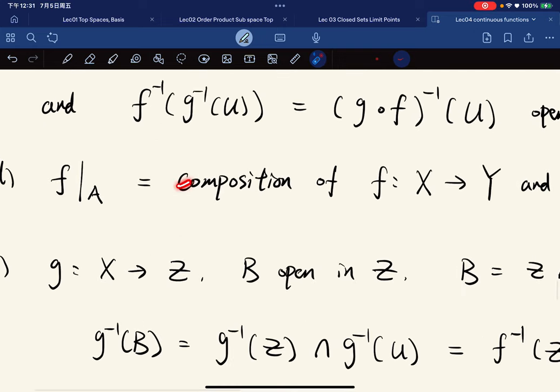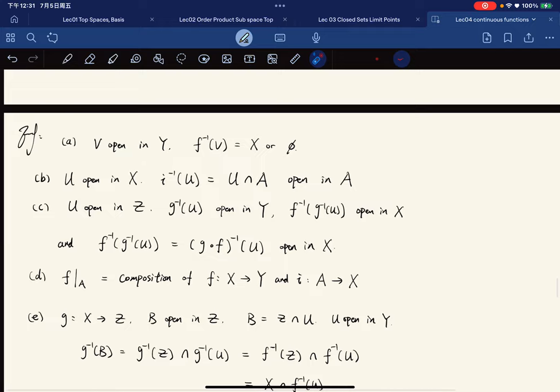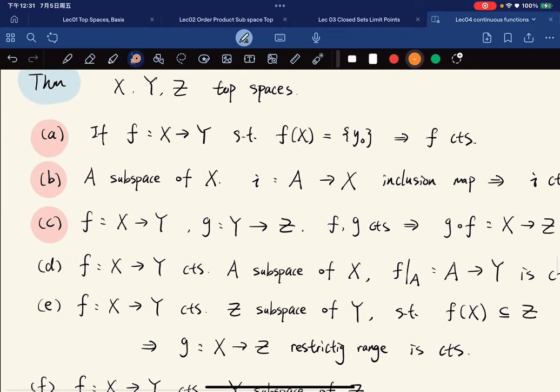F of A equals I of F of A. Right, F of A. And a composition of continuous functions is continuous. So we're done. Part D is done. Part E.